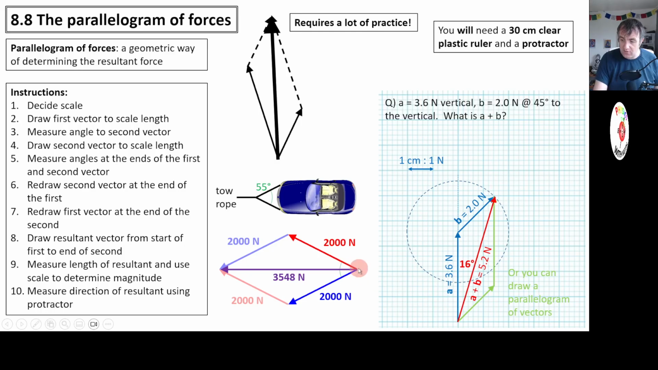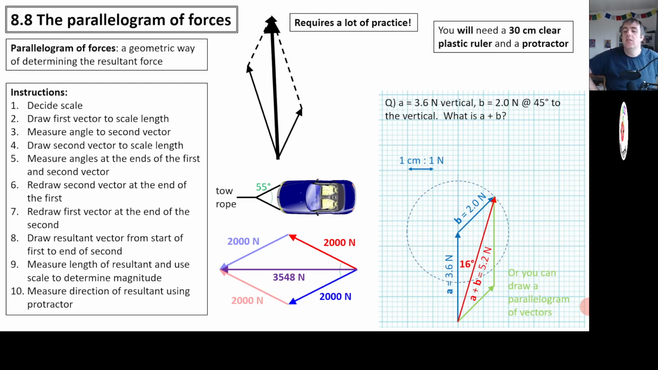So they both start from here, they both finish here. So no matter which way we go, diagonal across here. Don't go across like this. That's obviously wrong. And then you measure the distance using your scale, and you get 3,548 newtons in this case.